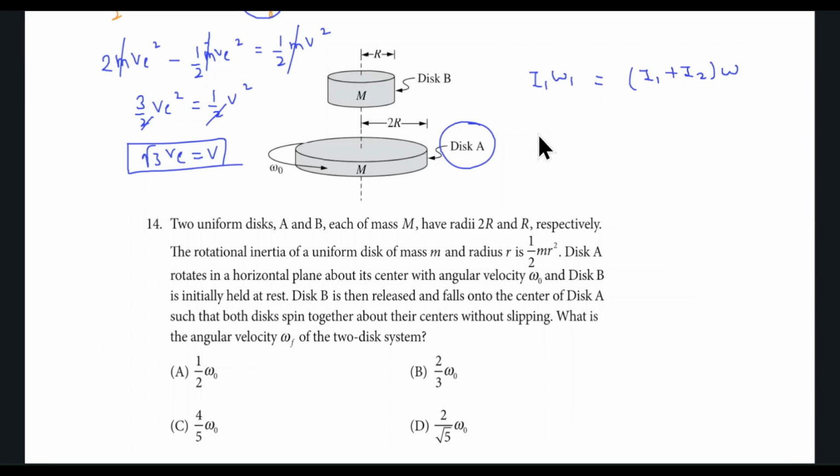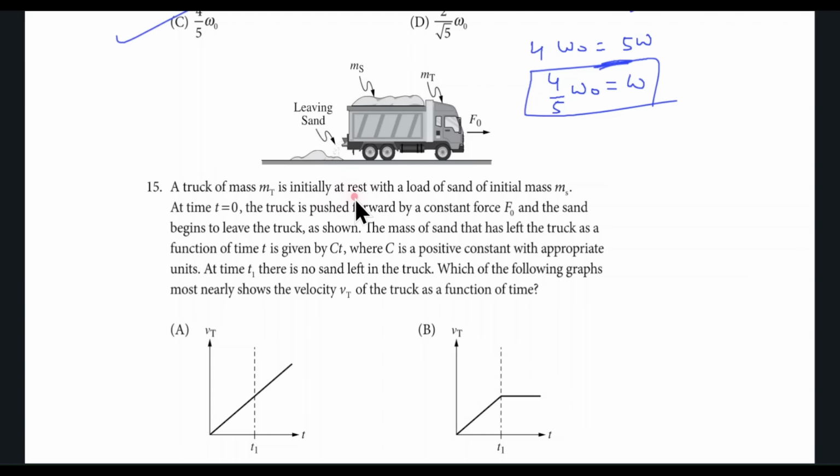Finally, the last question is: a truck of mass M sub T is initially at rest, okay, with a load of sand of initial mass M sub S. At t equal to 0, the truck is pushed forward by a constant force F naught and the sand begins to leave the truck as shown. The mass of the sand that has left the truck as a function of time is given by Ct, where C is a positive constant. At T1, there is no sand left in the truck. Which of the following best describes the velocity of the truck as a function of time?